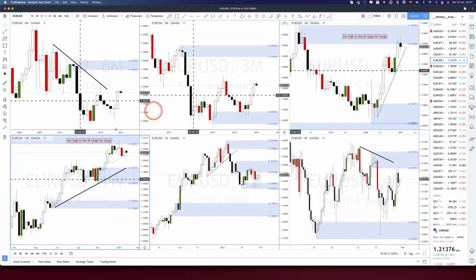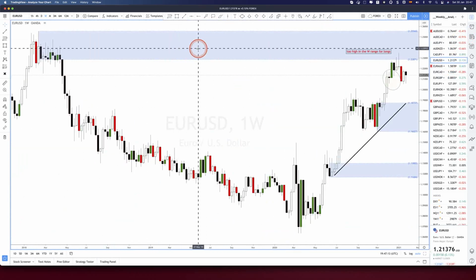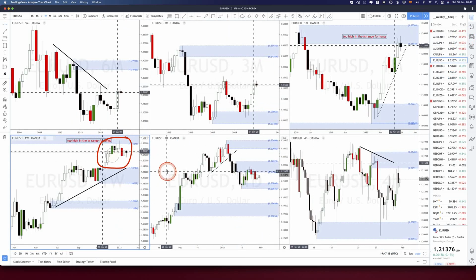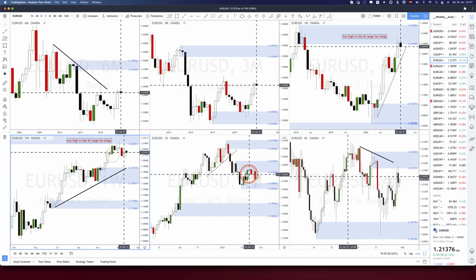On the Euro dollar, we have the same scenario, but upside down, with the monthly area of supply in control. Weekly area of supply is in control. Price action on the weekly is a bit of a mess. And the daily right now is out of alignment.